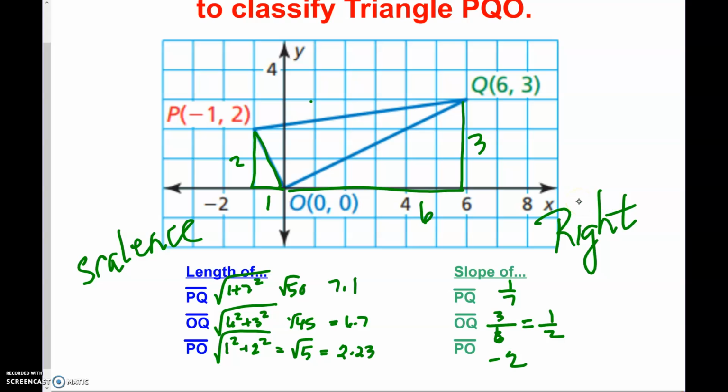Okay, so if we're going to be classifying triangles, we want to find out lengths of sides, and then you want to check to see if anything's perpendicular or not.